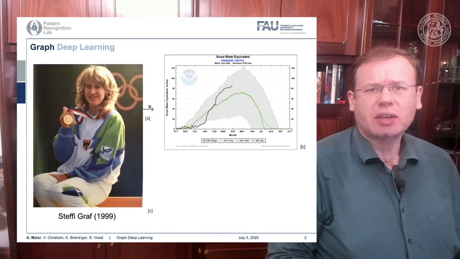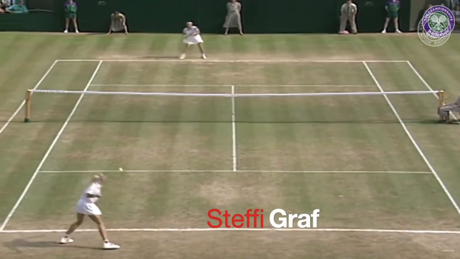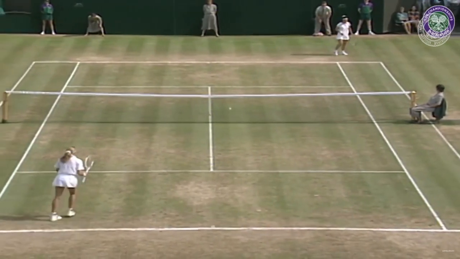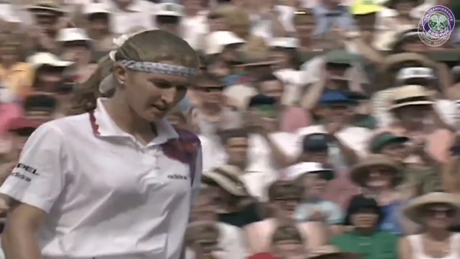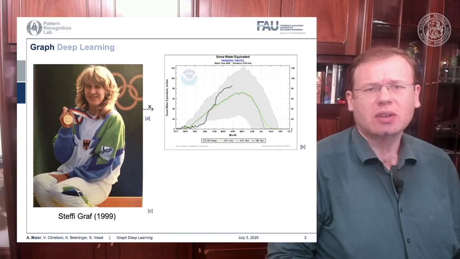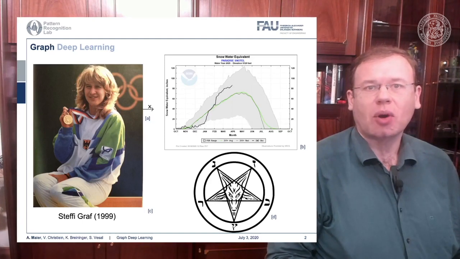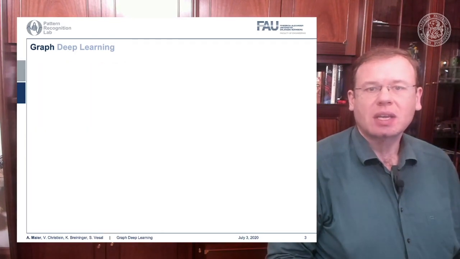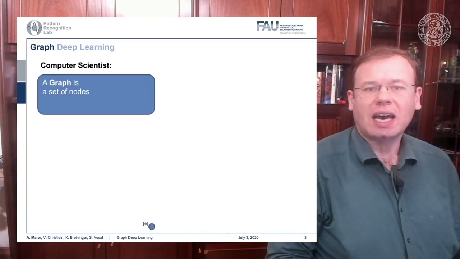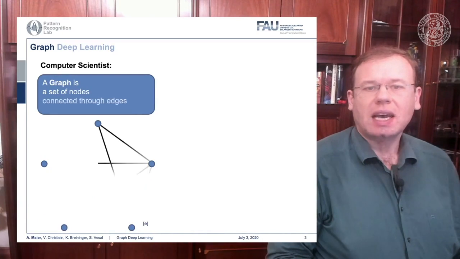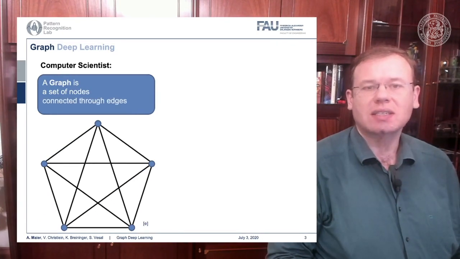So is it Steffi Graf? No, we are also not talking about Steffi Graf. So what we actually want to look at are more things like this, like diagrams that can be connected with different nodes and edges. So a computer scientist thinks of a graph as a set of nodes, and they are connected through edges. So this is the kind of graphs that we want to talk about today.